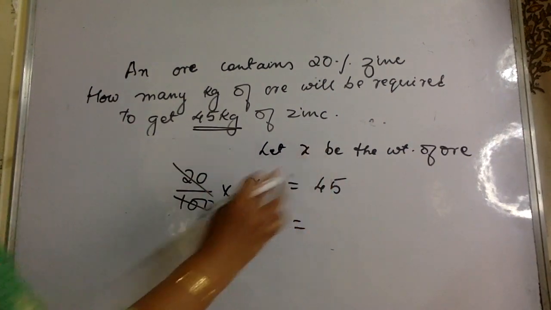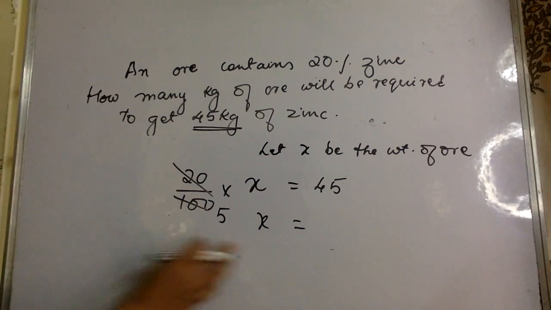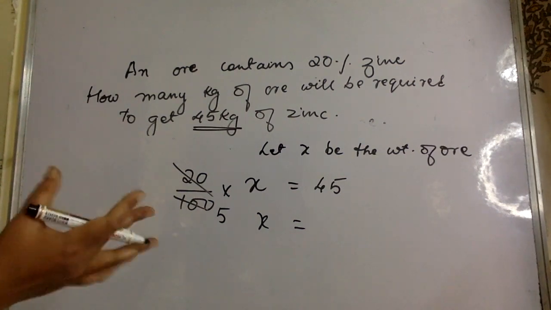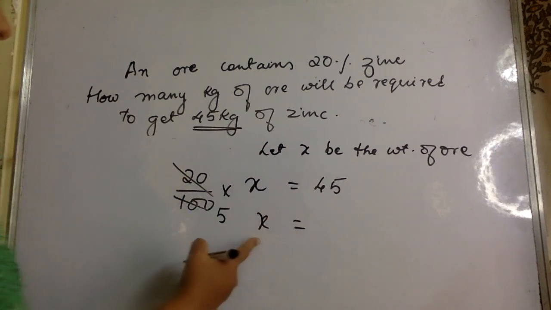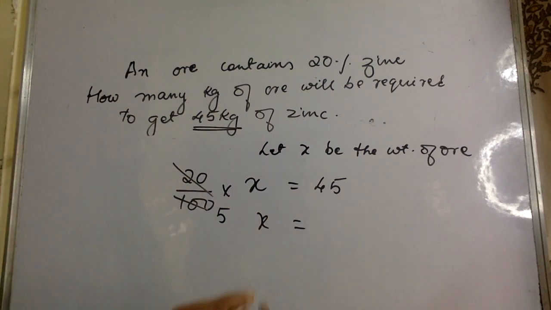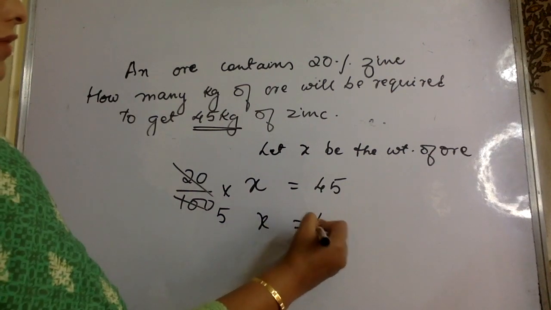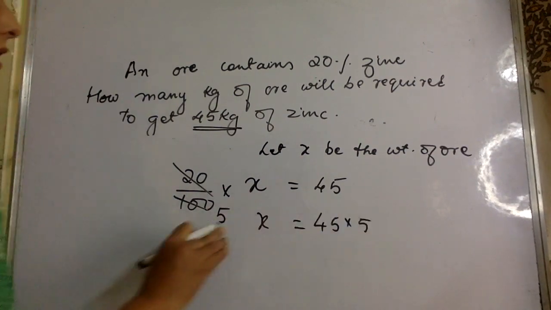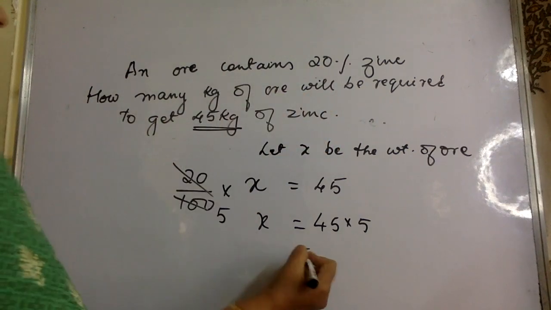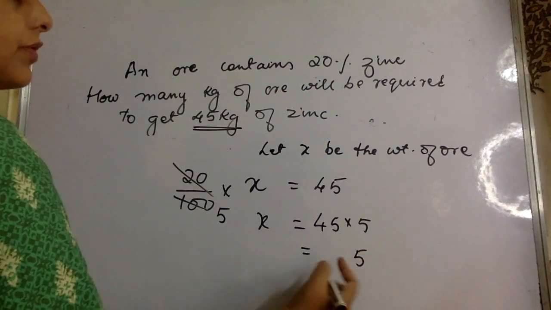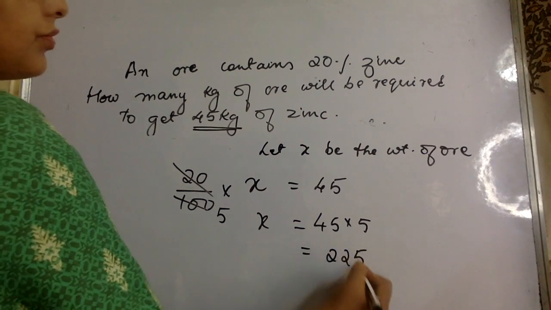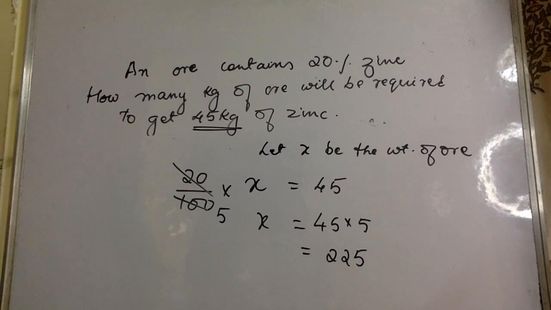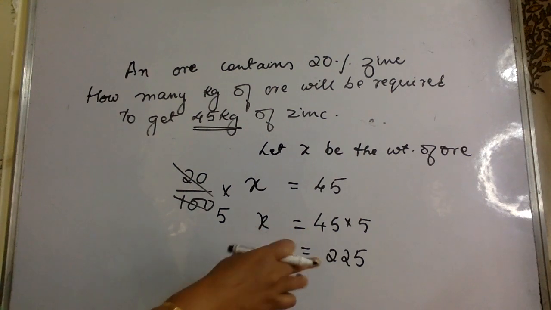Again I am cross multiplying, a very basic rule of linear equations. You can check my very first video of linear equations and you will find an explanation of this. Linear equations are also marked as part 1, part 2. So here X is 45 into 5. What is in the denominator goes to the numerator on the other side. 5 5s are 25, 2, then it is 225, isn't it?